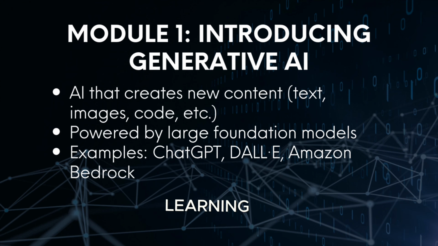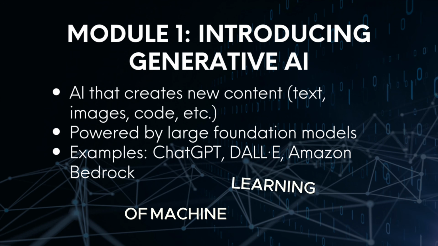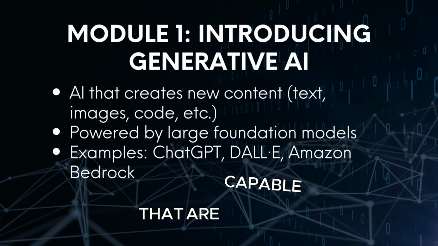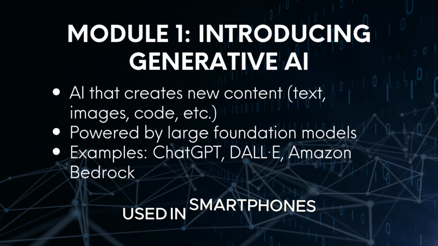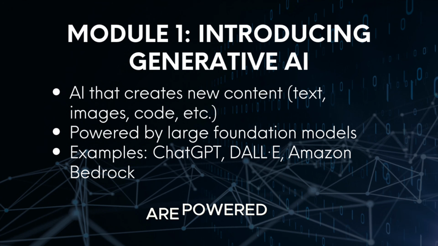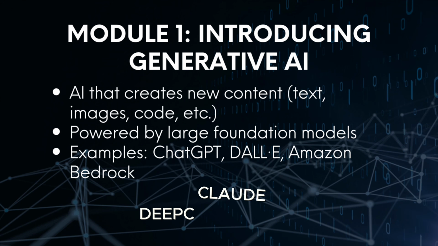And then deep learning, DL, is a type of machine learning based on neural networks that are capable of learning complex patterns from large datasets. For example, facial recognition systems used in smartphones and social media are powered by deep learning. And then finally, generative AI is a subset of deep learning that creates new data based on learned patterns, often without retraining. For example, ChatGPT, Grok, DeepSeek, Claude, etc.